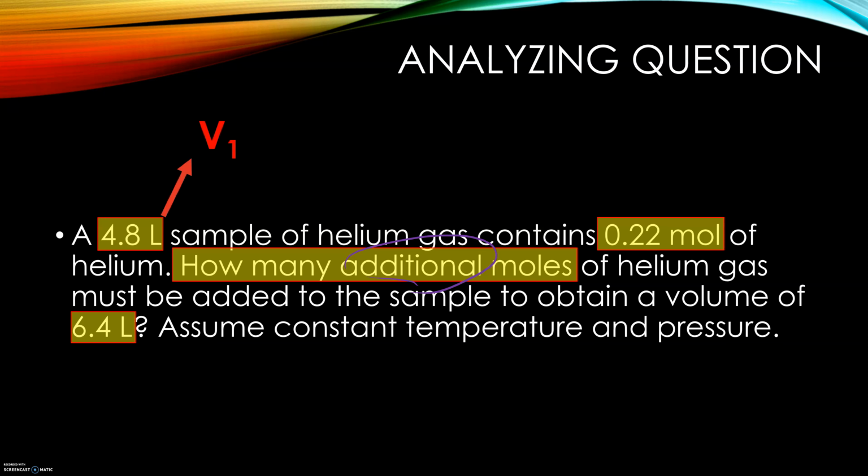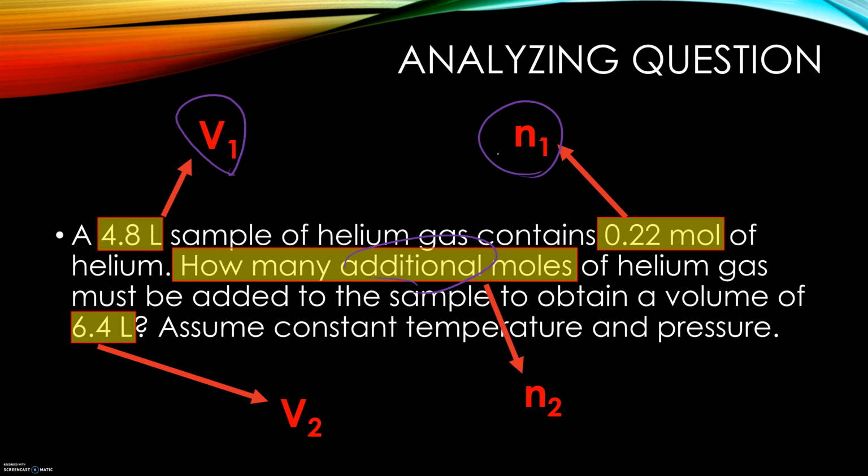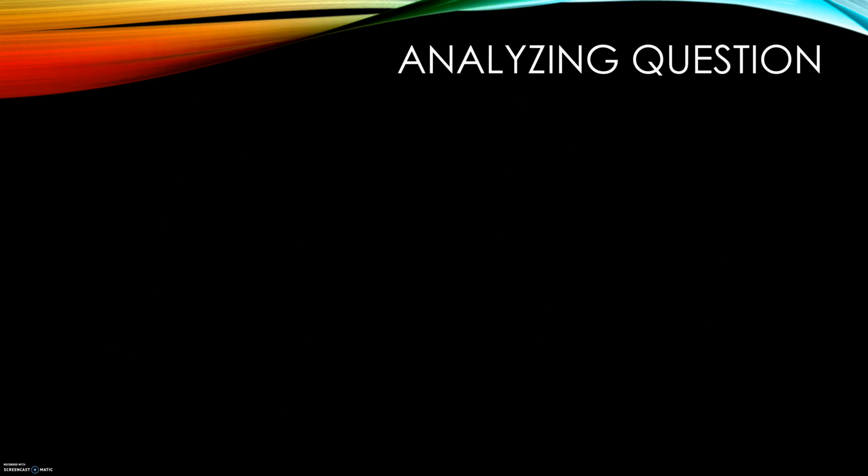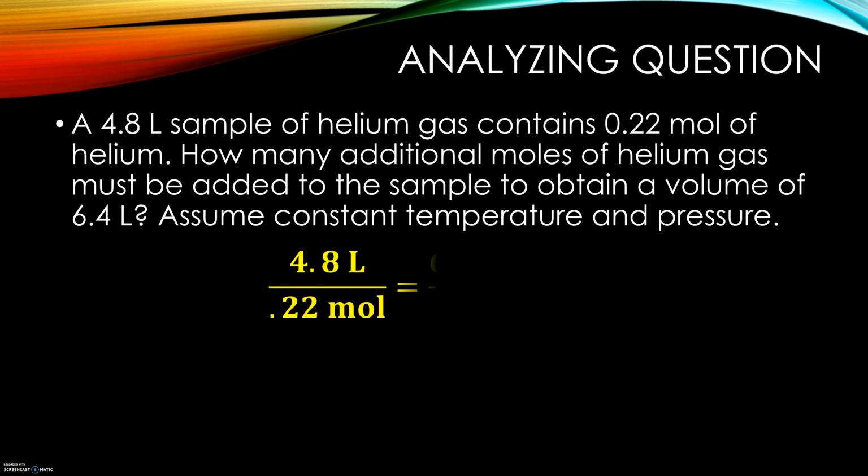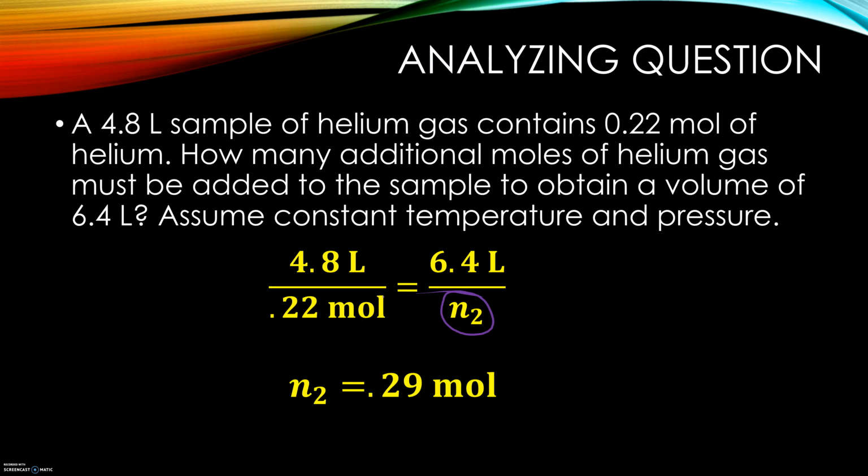This is the starting volume, so that's my V1. And number of moles, we're dealing with numbers, so n1. All right, and then we have 6.4 liters, so that's my V2, and number of moles is what we're trying to figure out. Note that the only variables involved are volume and number of moles, and there's only one equation that fits, which means that we can now plug this into our Avogadro's law equation, and then solve for our unknown n2. When we do so, we will end up with 0.29 as our final amount.